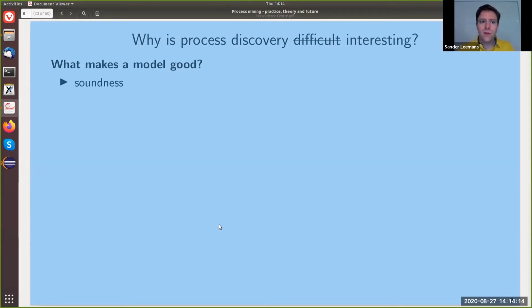Well, first of all, it needs to be sound. That means that the model must have a well-defined behavior. And in a minute, I'm going to show you an example where this is violated. So there are actually process discovery techniques that do not produce models that have a well-defined behavior, which makes their further use very challenging.